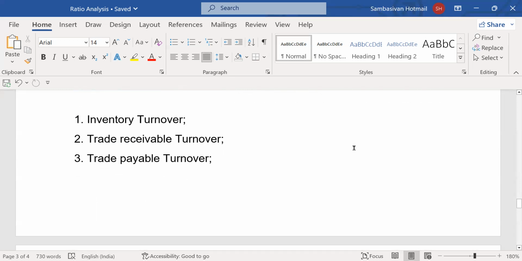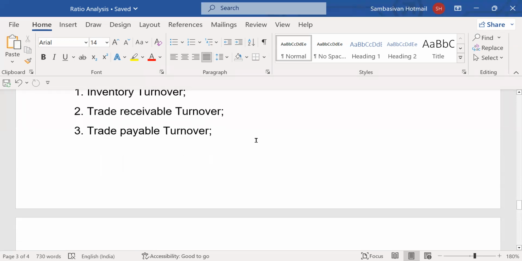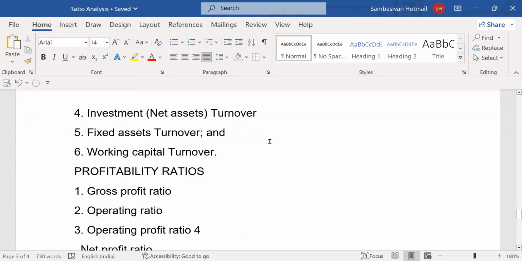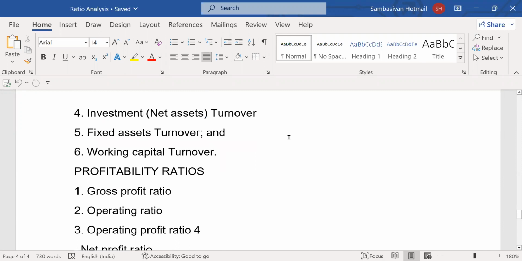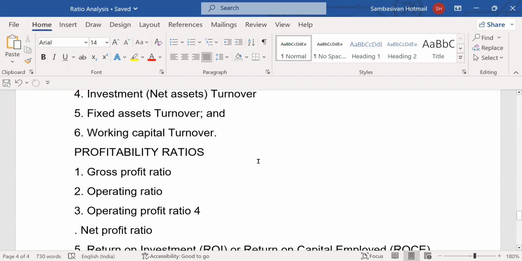Now inventory turnover ratio. Please read the ratio. Inventory turnover first, second is trade receivable turnover, third trade payable turnover. Now move to the next page. Fourth one, investment turnover. Fifth, fixed asset turnover, and sixth, working capital turnover.